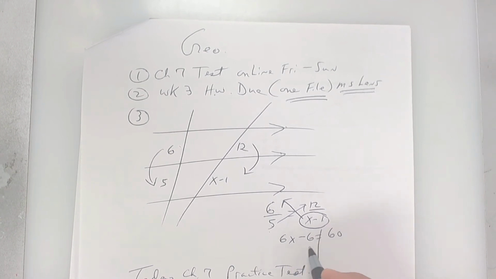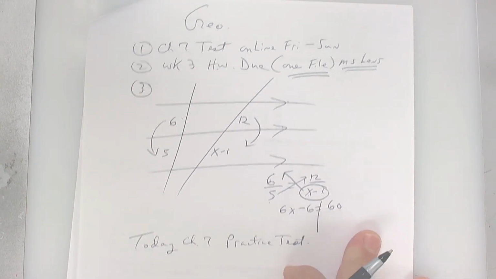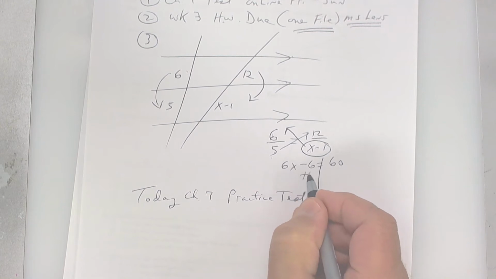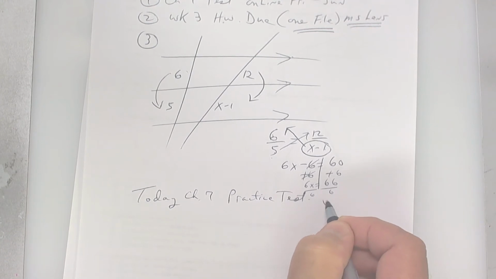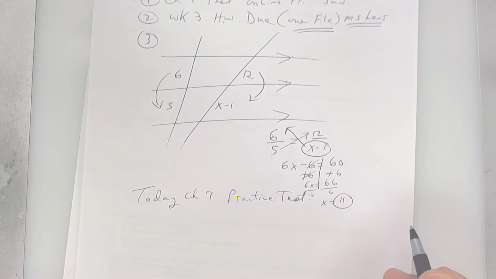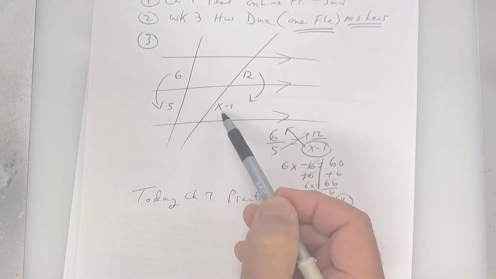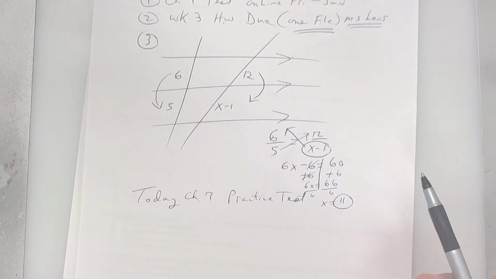This is called a two-step equation, and you should know how to solve that. To solve that equation, you're going to add 6 to both sides. So you're going to get 6x equals 66. You're going to divide by 6 and get x equals 11. And there's your answer, okay? If you want to know how long this piece is, you would put 11 minus 1 and get 10.